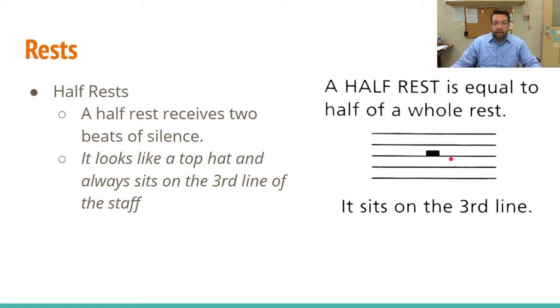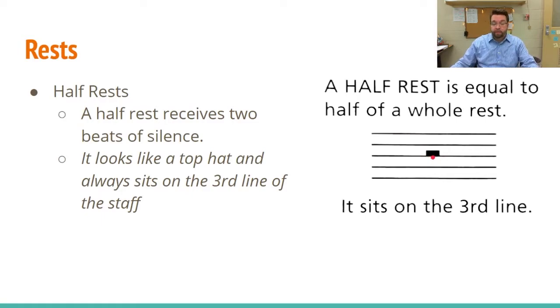It looks like a little box that sits, our little top hat. If you were to take scissors and cut this line here and this line here, the 3rd line, it would look like a little top hat. If you look at any picture or painting of Abraham Lincoln, that's the top hat he wears. That's what a top hat is. Now this little rest will always sit on the third line. 1, 2, 3.